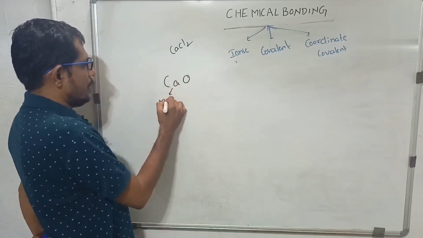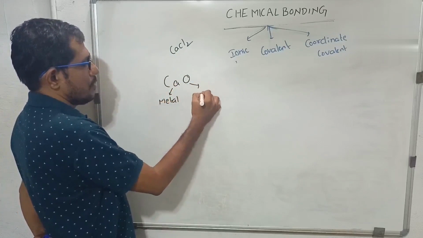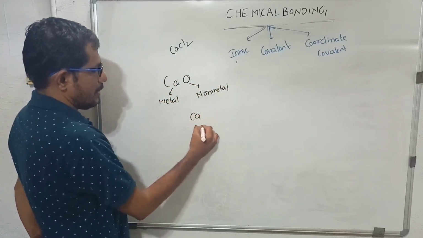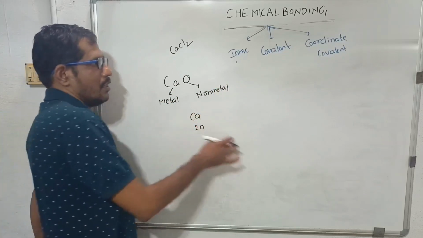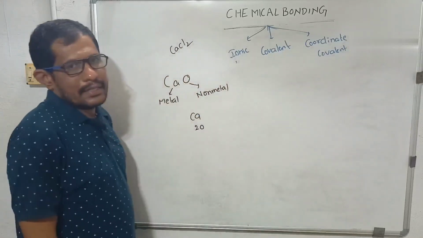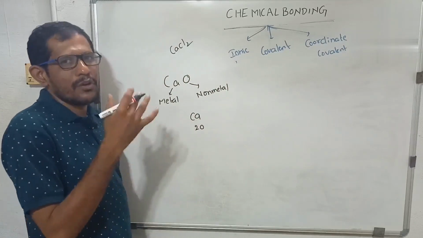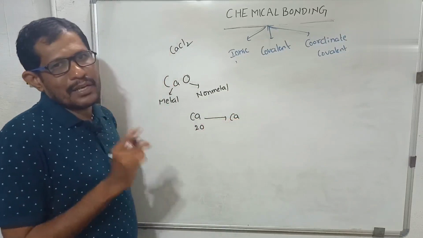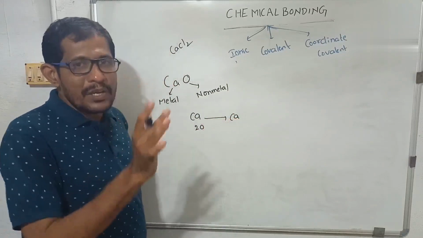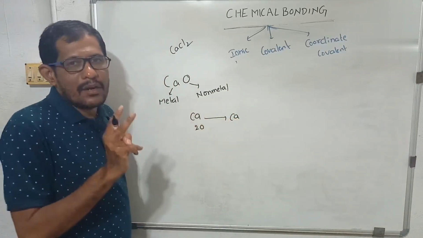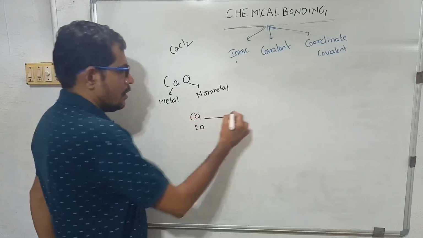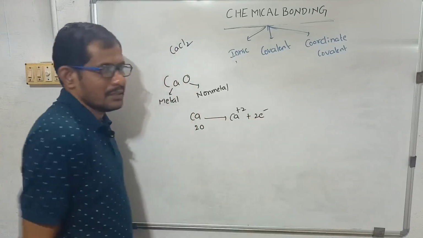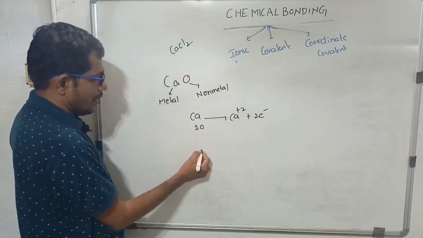Here Ca is a metal and O is a non-metal. Calcium atomic number is 20. What is its nearest noble gas atomic number? 18. So what is the difference? 2. So it is going to lose 2 electrons. If it loses 1 electron, 1 plus will come. If it loses 2 electrons, 2 plus will come. Since it is losing 2 electrons, plus 2 will come.